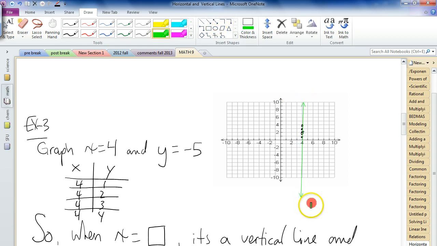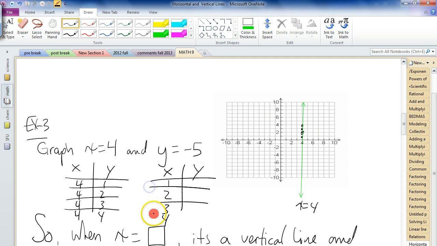A vertical line right there. So that is x equals 4. What about y equals -5? Same thing. Do your table. It doesn't matter what you put in for x. Put whatever numbers you want for x: 1, 2, 3, and 4. Y is always going to be -5.